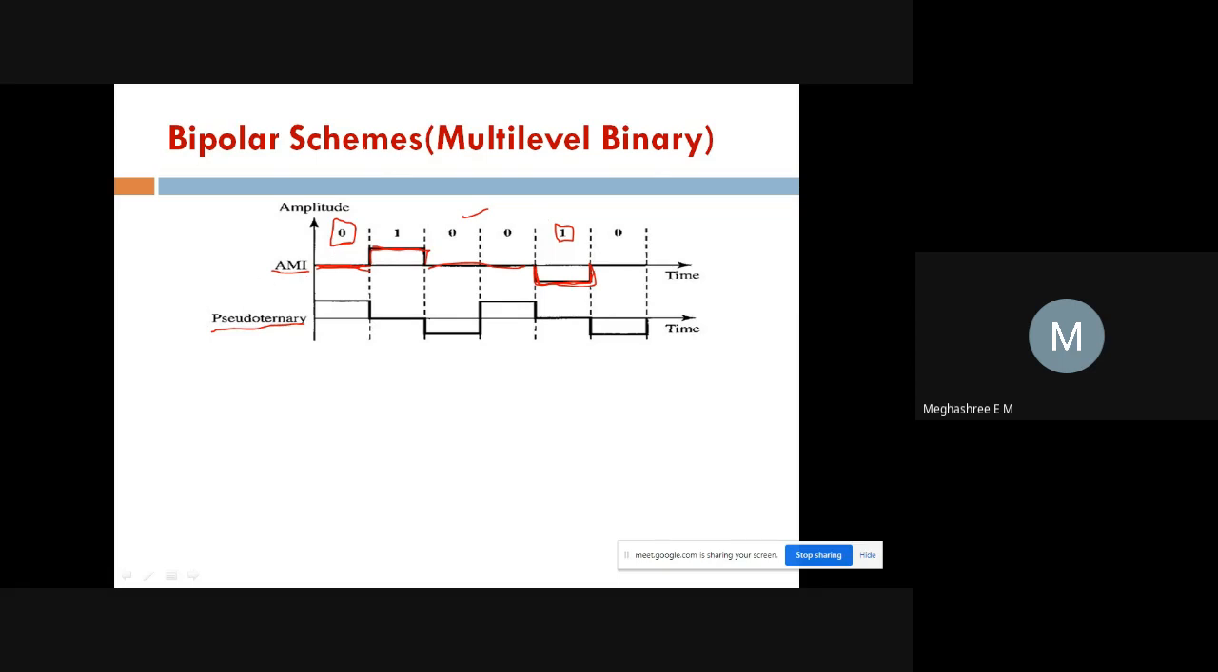The next type under the bipolar scheme is pseudo ternary. That is a variation of AMI itself. In pseudo ternary, what happens? It is the other way. When there is 0, it starts with the positive side. When it is 1, it is the neutral zero voltage. When the second 0 bit is present as a data bit, it moves to the negative side. Again the next bit is 0, it moves to the positive side. When the data bit is 1, it goes to 0 voltage, and when a 0 bit is encoded, it alternates to the negative side. This is about pseudo ternary.